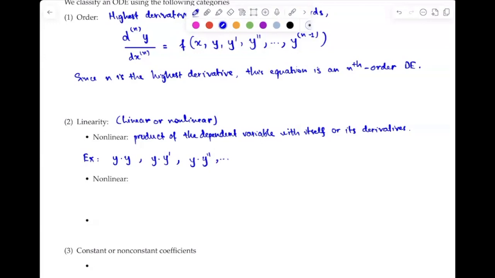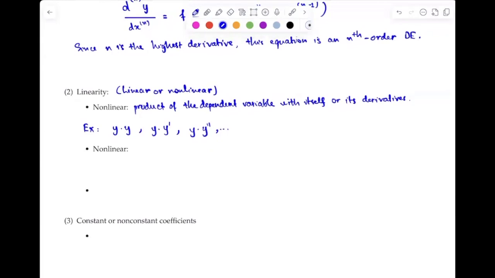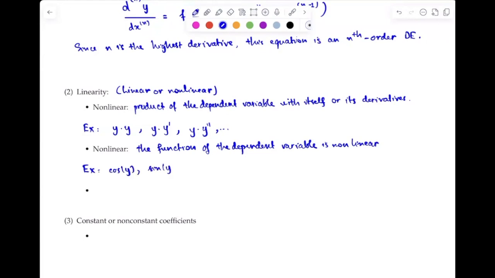Another way to classify a nonlinear differential equation is that a function of the dependent variable is nonlinear. For example, you have cosine of y, sine of y, e to the y, or ln of y. Otherwise, the differential equation is linear.